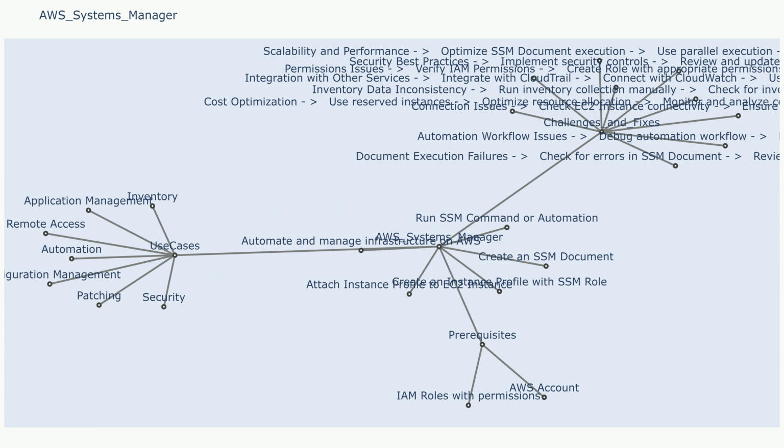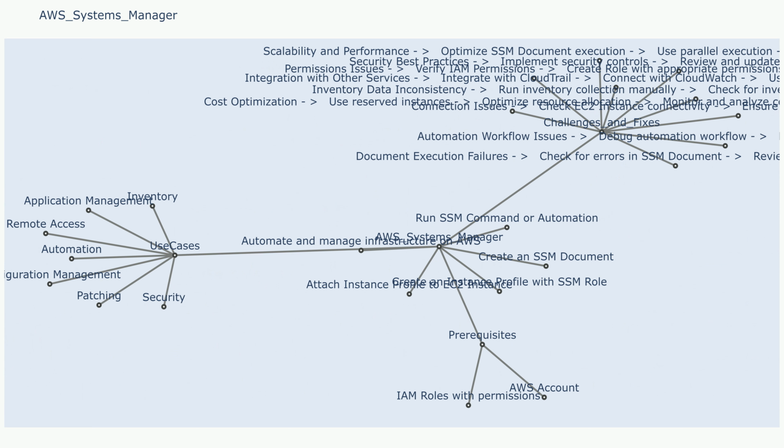Inventory data inconsistency. Run inventory collection manually. Check for inventory collection errors. Configure inventory settings. Trigger an inventory collection manually to refresh the data. Review the inventory collection logs for error messages or failed attempts. Modify the inventory collection schedule or frequency to increase data freshness.